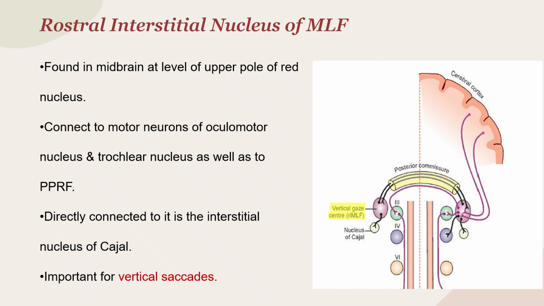Then we have rostral interstitial nucleus of MLF. It is located at the midbrain level, at the level of the upper pole of the red nucleus, and it has connections to the motor neurons of oculomotor nucleus and trochlear nucleus as well as to the PPRF. And it has direct connections to the interstitial nucleus of Cajal, and it is important for the vertical saccadic movements.